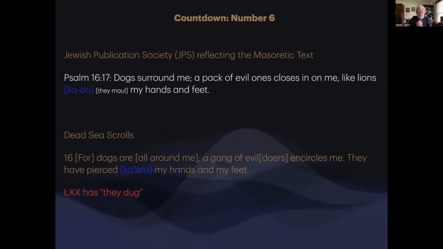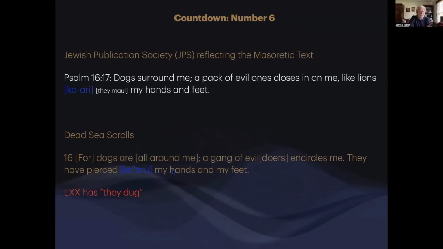There are no lions. Dogs are all around me, and the dogs are jumping with their teeth and their claws, and they're encircling and jumping up and piercing your hands and feet as you try to ward them off. So that makes perfect sense. Why would the Masoretic change that? Probably because Christians used it as a prophecy that Jesus would have his hands and feet pierced. You see? They try to make it a prophecy of Jesus.